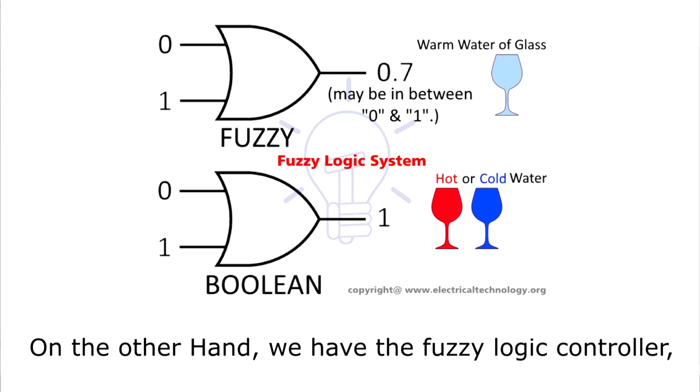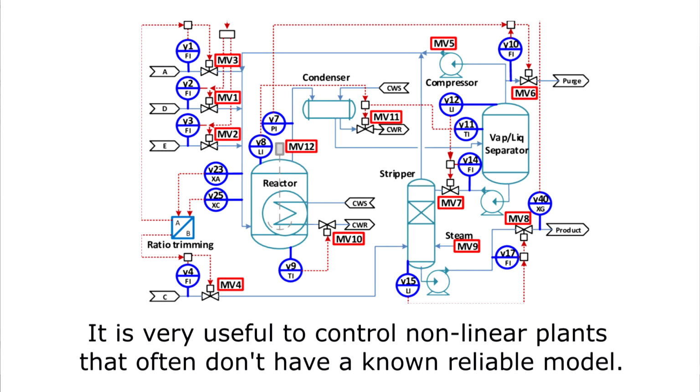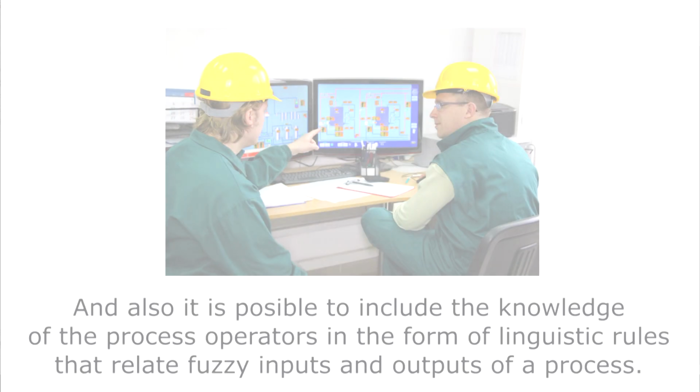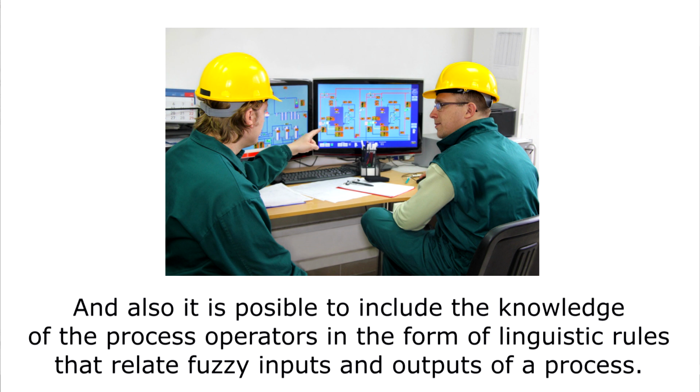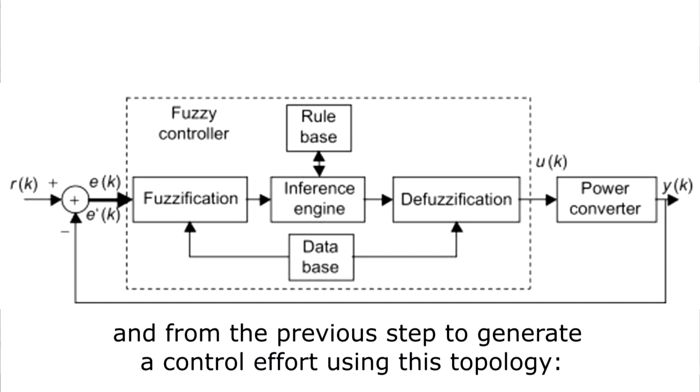On the other hand, we have the fuzzy logic controller, an advanced control technique that uses fuzzy logic to take the knowledge of a process into account. It is very useful to control nonlinear plants that often don't have a known reliable model, and it is also possible to include the knowledge of process operators in the form of linguistic rules that relate fuzzy inputs and outputs of a process. A fuzzy logic controller usually uses the error and the difference between the actual error and the error from the previous step to generate a control effort using this topology.